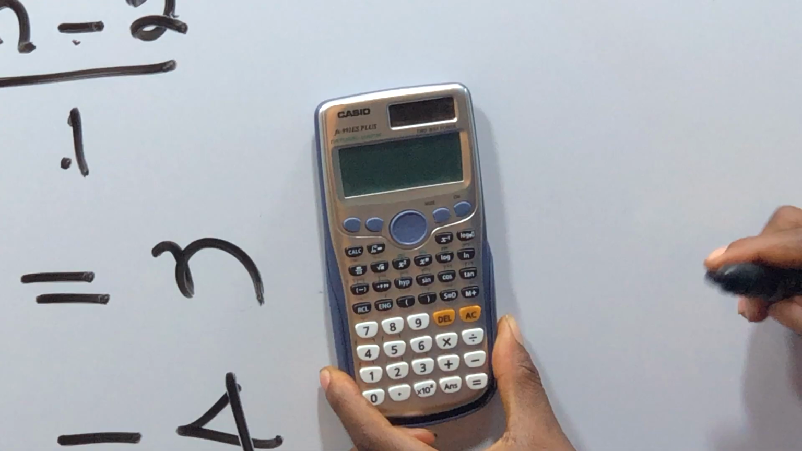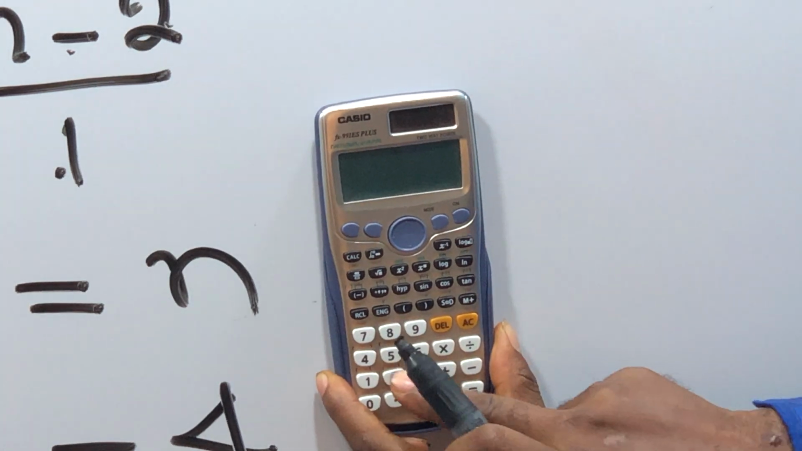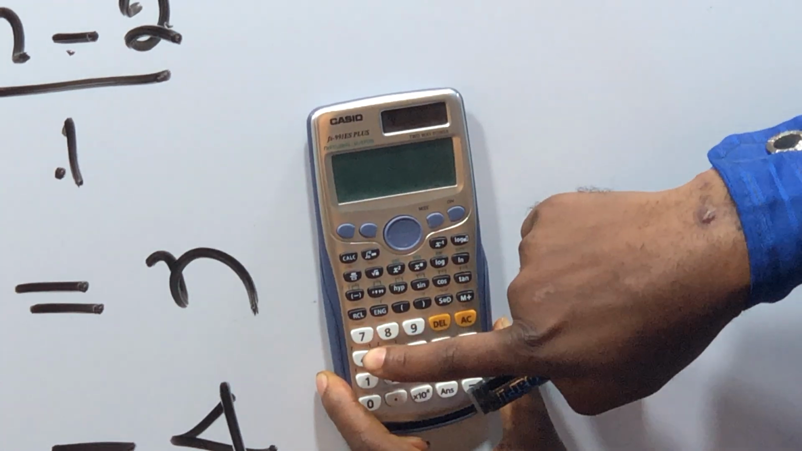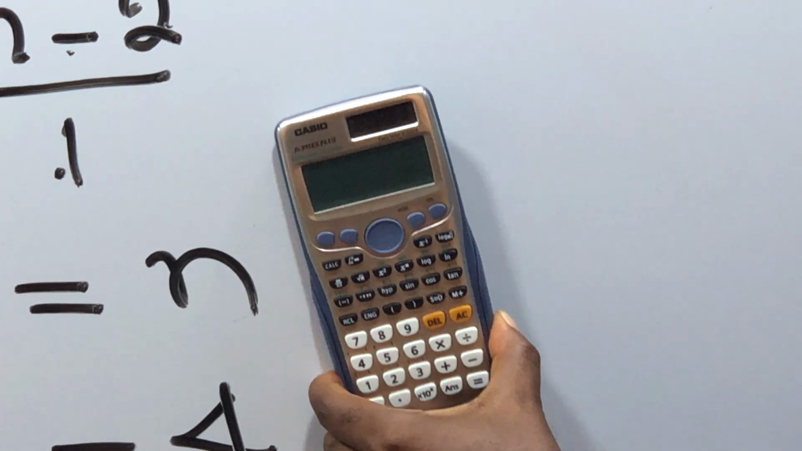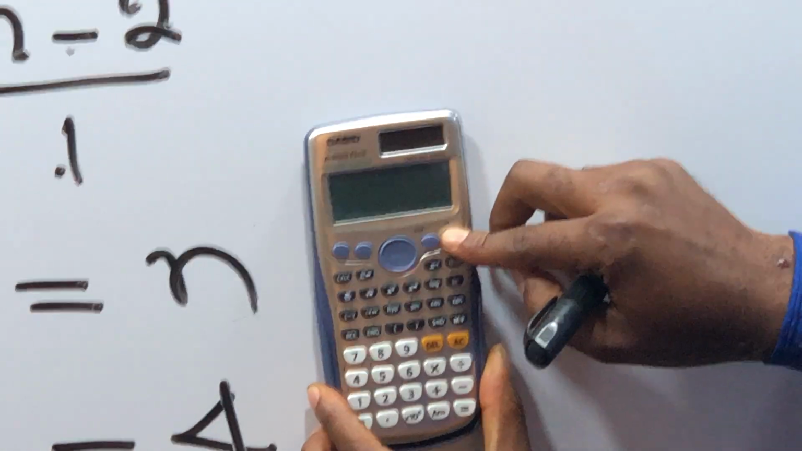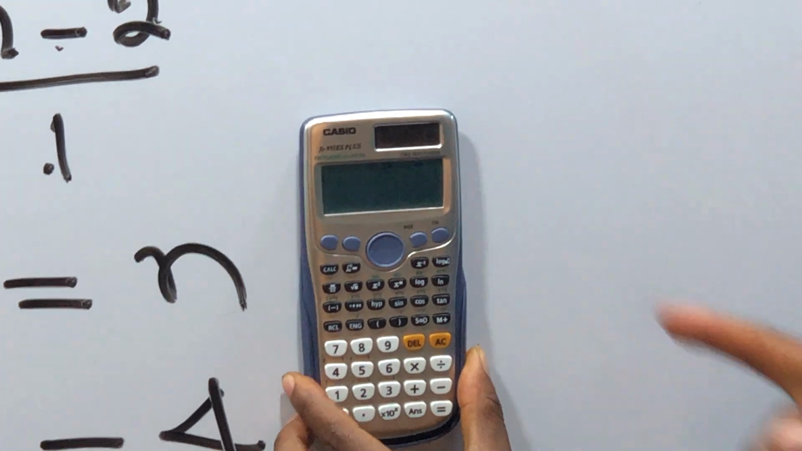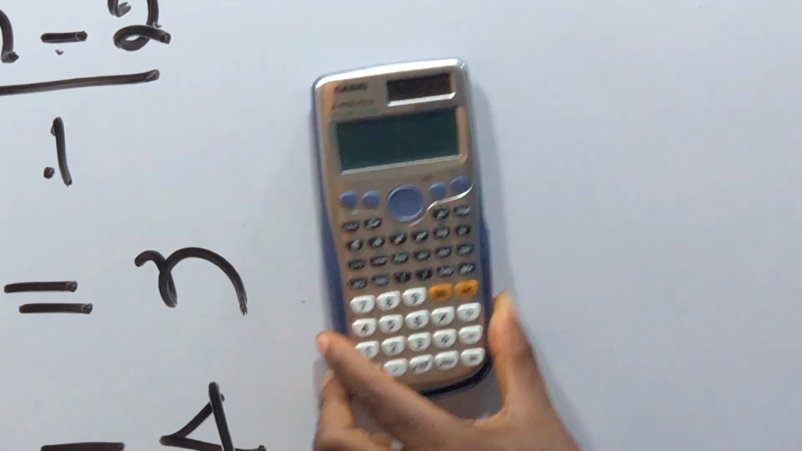FX 991ES Plus. Now, what I'm going to do now is to punch in 4. Have you seen my hand? I've punched in 4. So this is 4. Are you with me now? Now, if I have punched 4, it has appeared. Okay, let me switch it on. It's on already.